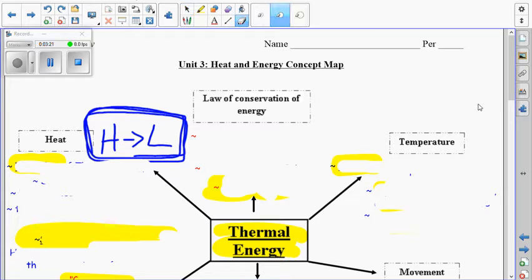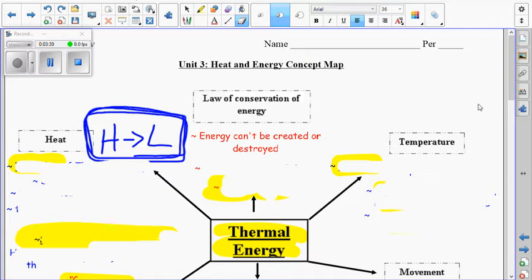Now, it all started with the law of conservation of energy. Somebody tell me what that is, by the way. What is that? The law of conservation of energy. Yes, sir? Energy cannot be created or destroyed. Just like mass can't be created or destroyed, energy can't be created or destroyed either. And so this is the big idea. This is the center of Unit 3. Everything flows out of the law of conservation of energy.